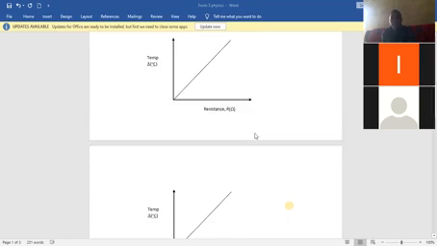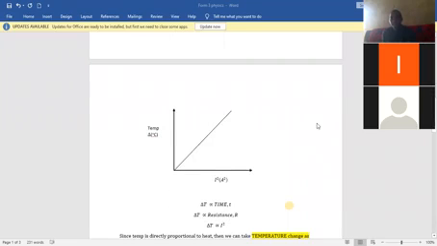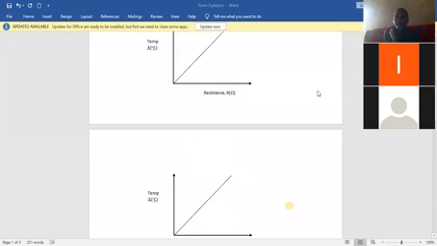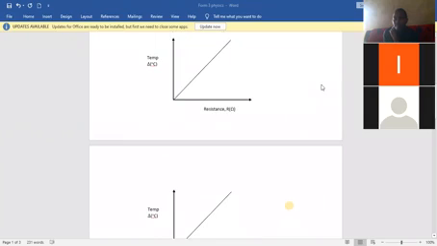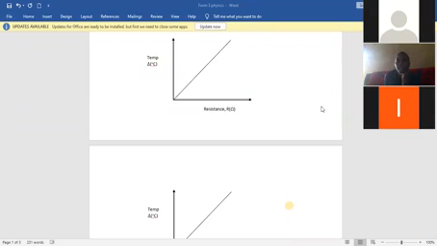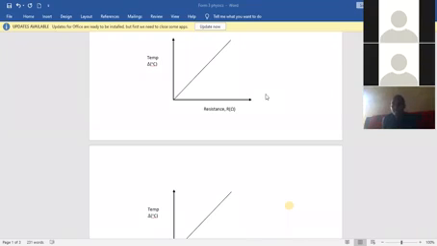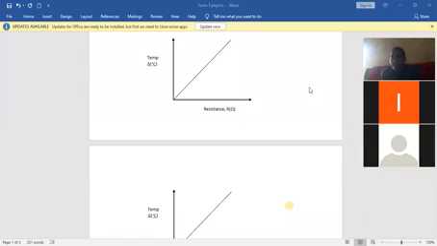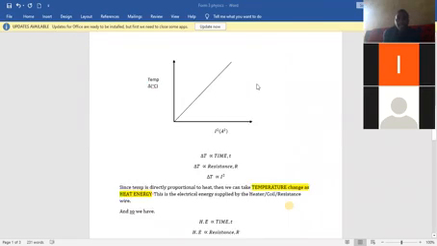And how do you vary the resistance? By varying what? Somebody? How do you vary the resistance of the wire? Patrick Muturi? By varying the length. Yes, the length. You're varying the length of the wire. That is very good.